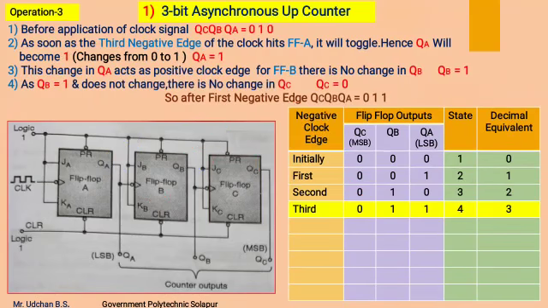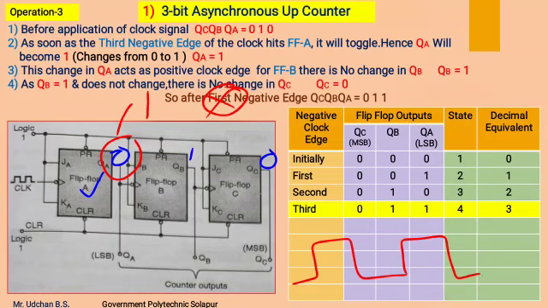Now we will see the operation at the third negative edge of the clock pulse. Before applying the third negative edge, we will write down the outputs of all the flip-flops. Here QC is 0, QB is 1 and QA is 0. So at the third negative edge of the clock, the flip-flop A output gets toggled, which means the 0 will be converted into 1.